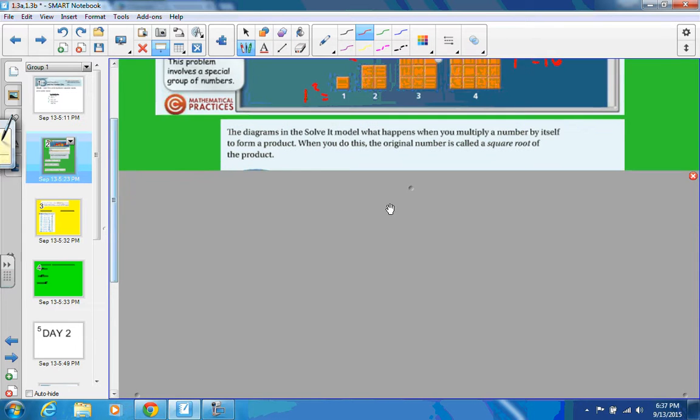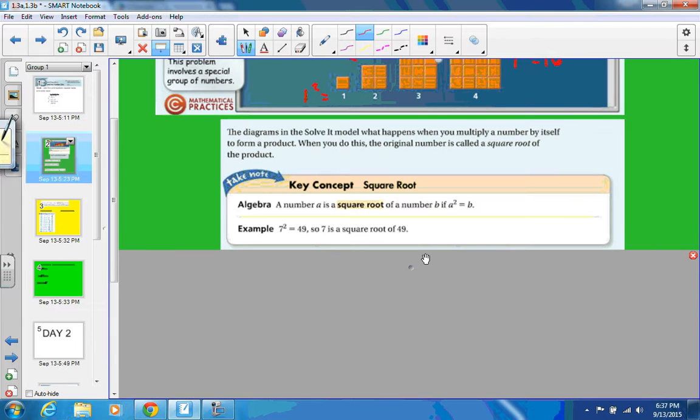So let's explain that a little bit further here. A number A, that's just a variable. When I say a number A, that's just any number. We don't know what it is right now. We're just saying any number, but we're using the variable A. Is the square root of a number B. So there's another variable. If A squared equals B. So let's look at an example. What does that actually mean? It's kind of confusing to me. Might be confusing to you as well.